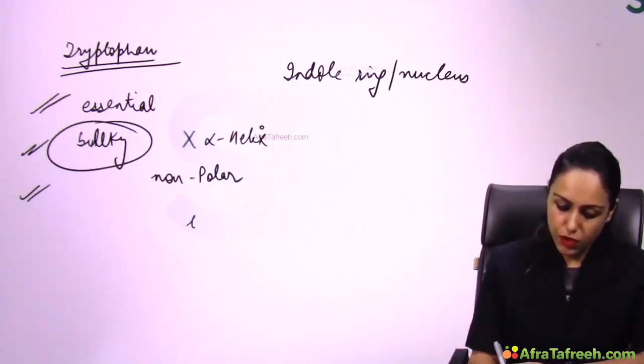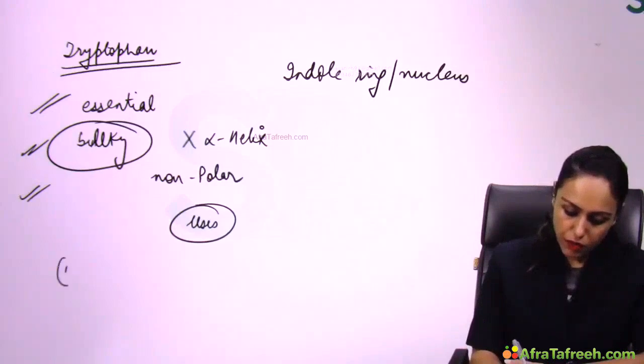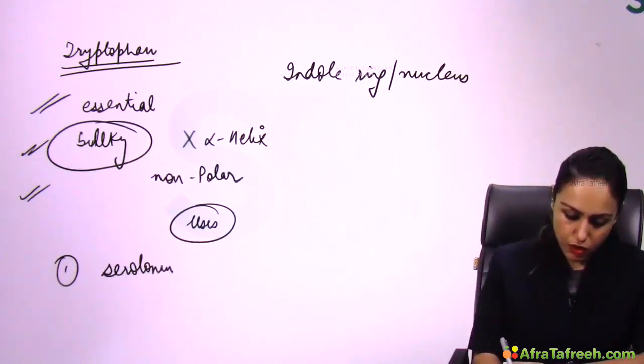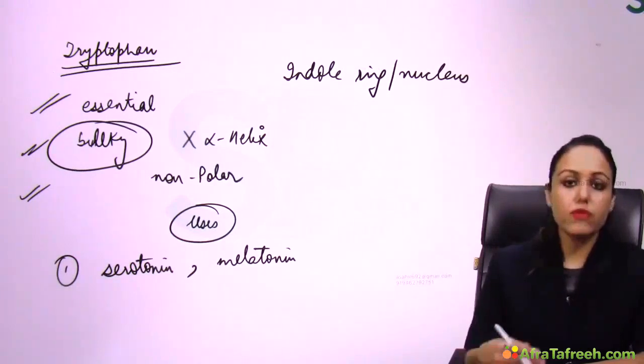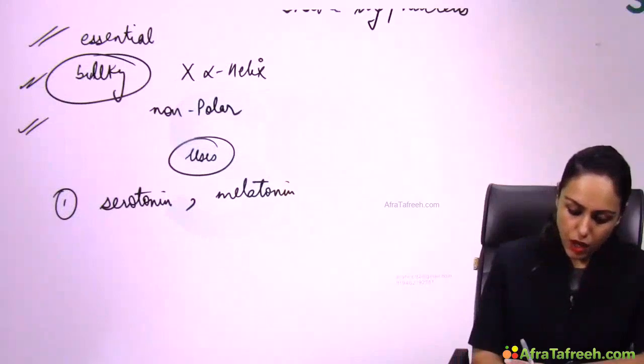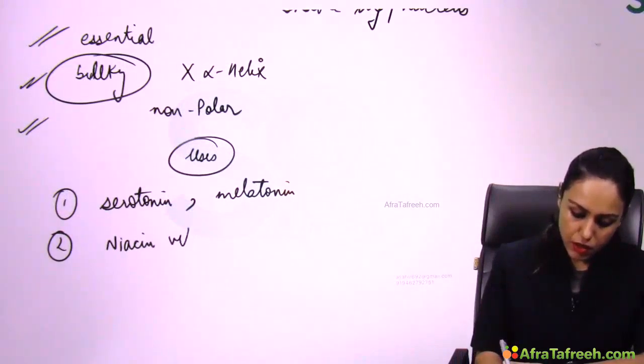Now coming to the uses of tryptophan. One use is formation of serotonin and formation of melatonin. Serotonin further forms melatonin. Another use is formation of niacin. Niacin, you know, is vitamin B3.